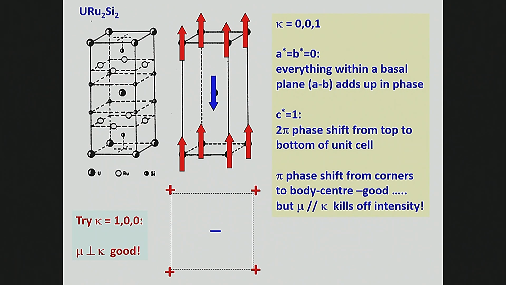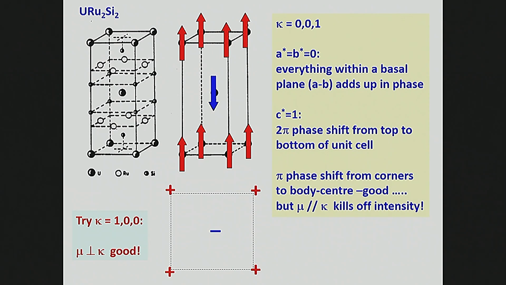Okay. So our polarization part of the cross-section tells us that this will give us no scattering, because we're only sensitive to those components of moment which lie in a plane perpendicular to Q. So that's not going to work. So then let's try a wave vector like 1, 0, 0.